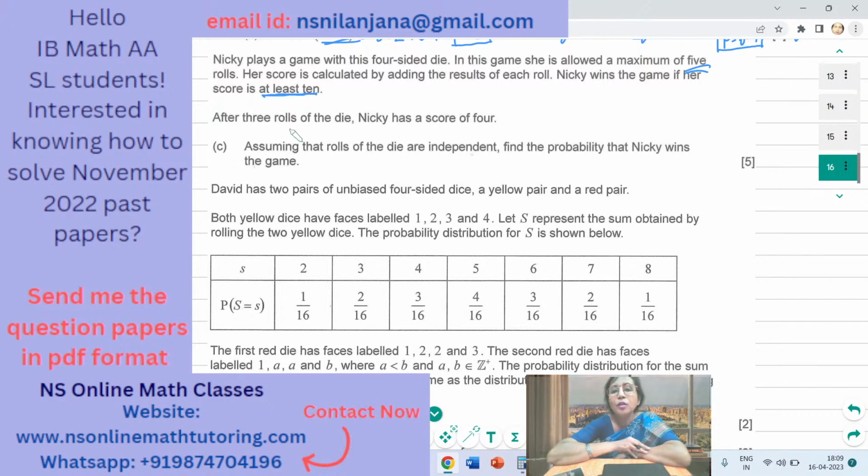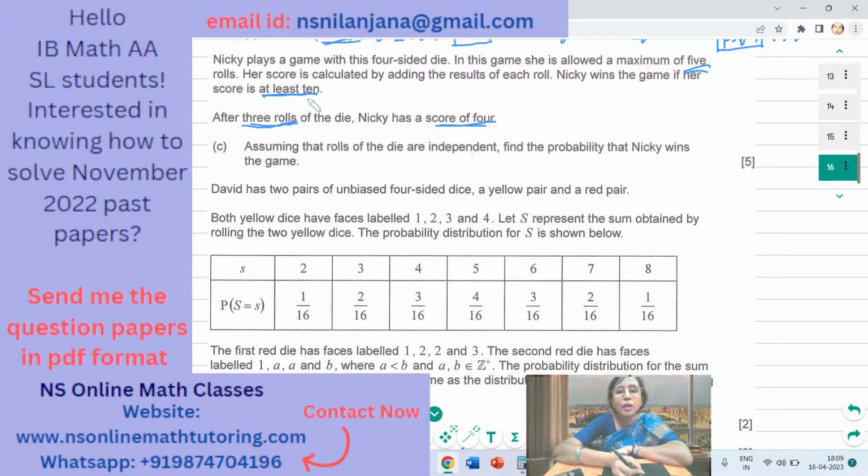It should not be that she wins only if the score is exactly 10. The score can be equal to 10, it can be equal to 11, it can be equal to 12. It can be equal to 10 or above 10. It does not have to be exactly equal to 10. 10 or above 10, not below 10. Okay? That is the meaning of at least. You can have 10 or more than 10. After 3 rolls of the die, Nikki has a score of 4.